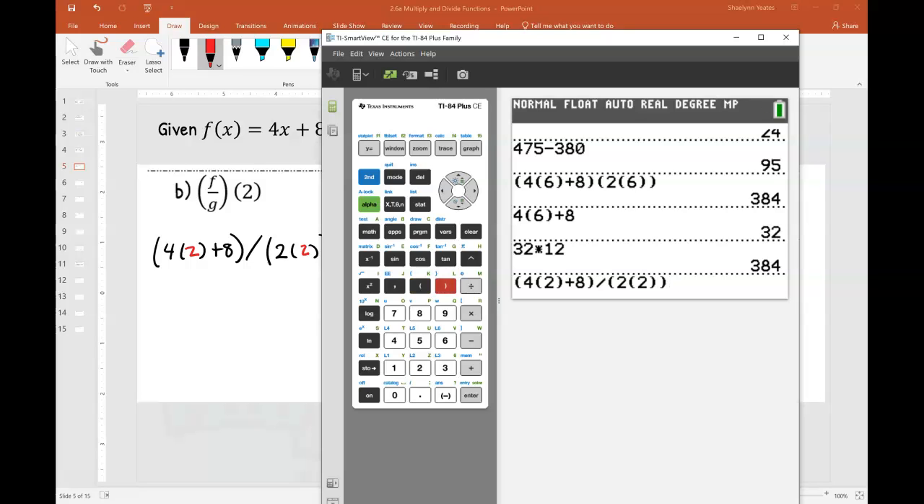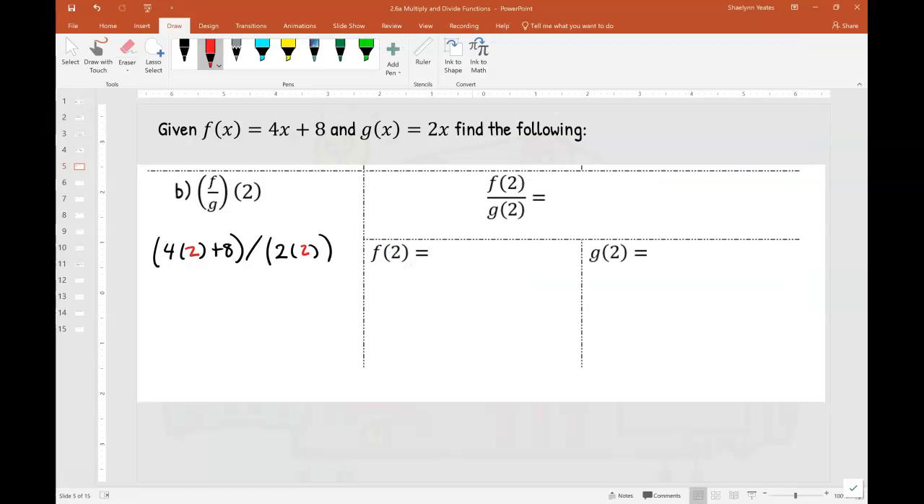Yes, the amount of parentheses matter. You can't have less than that. You need that many. In this case, I get the answer of 4. If I had gotten a decimal, I would have pressed math, enter, enter to find out what the fraction was.